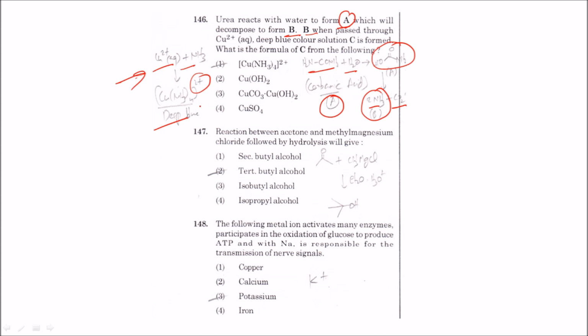So you can take cuprammonium ion, right? And cuprammonium ion has a deep blue color. So they're asking what is the formula of C? So C is nothing but [Cu(NH3)4]2+.